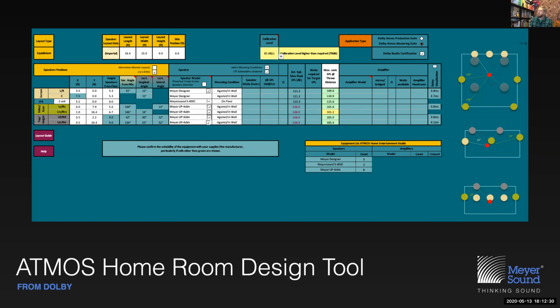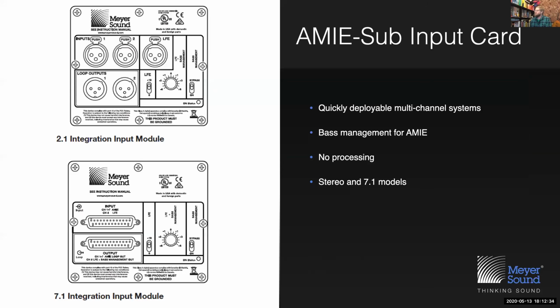One thing we've come out with, I believe, within the last year is new input cards for the AMI sub, which is the companion subwoofer, which is pretty cool in that it allows bass management of multi-channel systems. So you can quickly deploy a 2.1 AMI system just by plugging in a stereo feed, and that subwoofer will bass manage those signals to both the two AMI subs, or the AMI and the sub.